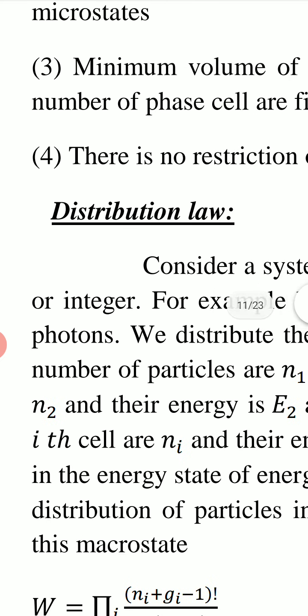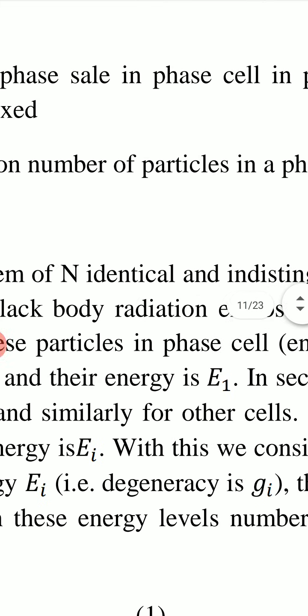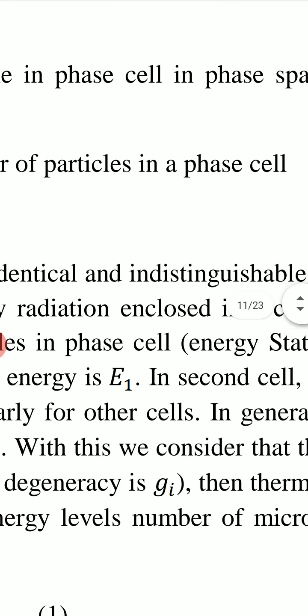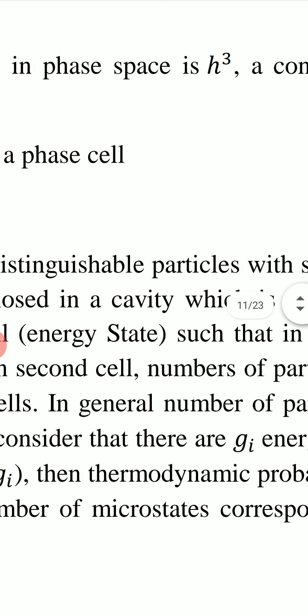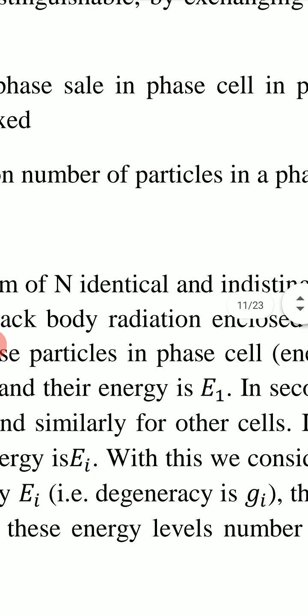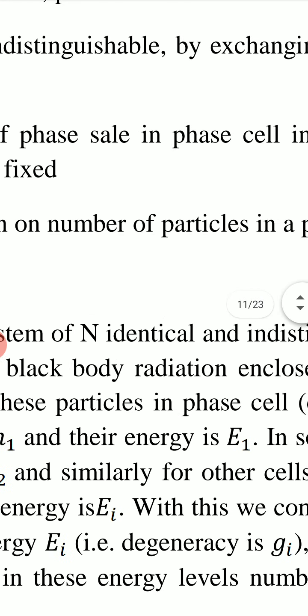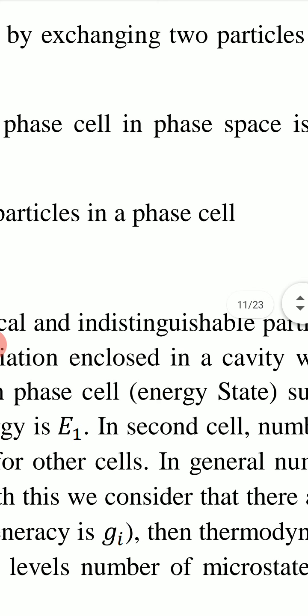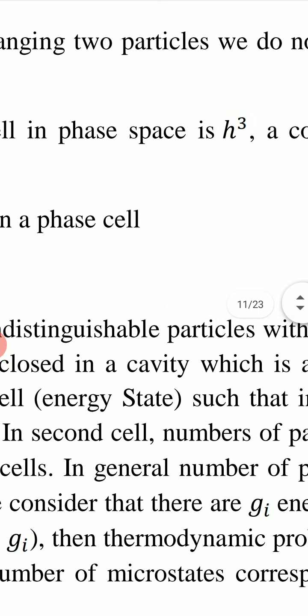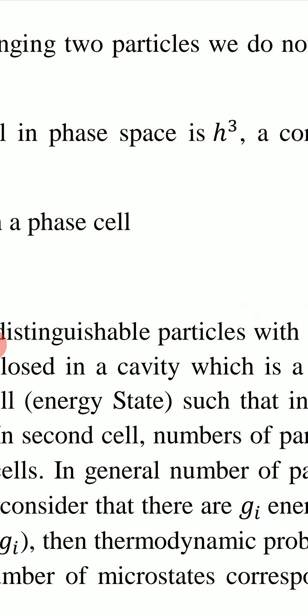Number 3, minimum volume of phase cell in phase space is h cube. Minimum volume of phase cell in phase space is h cube. Phase cell is the smallest volume element in phase space and it represents a microstate. Its volume is h cube.